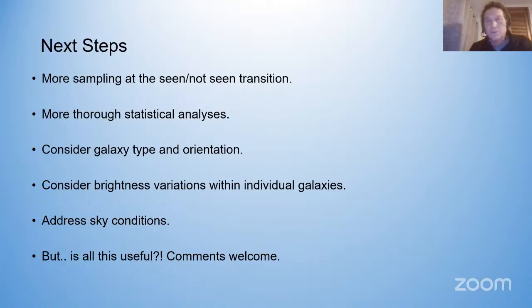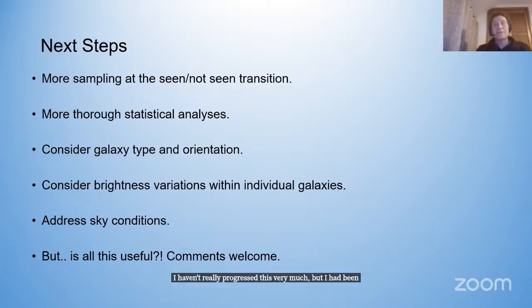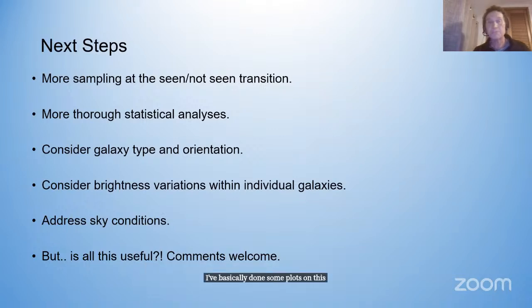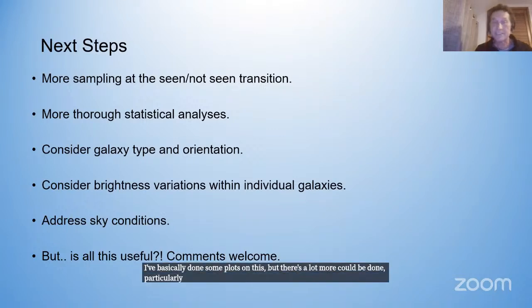So in terms of next steps, moving this work on, well, for those of you who saw this through the web presentation, I haven't really progressed this very much, but I had been thinking about it. It probably needs some more sampling at the seen not seen transition to flesh that out, to have a better data set there. There's a lot of potential for more rigorous statistical analyses. I've basically done some plots on this, but there's a lot more could be done, particularly bringing in multivariate analyses.